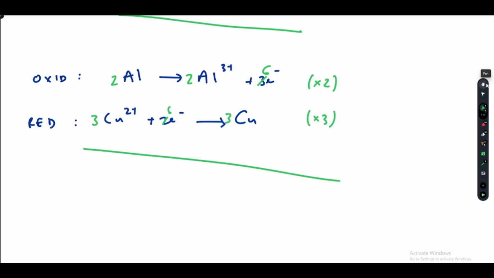And so now, if we try to add these reactions together, the number of electrons are equal, so we would have 2Al plus 3Cu2+ giving me 2Al3+ plus 3Cu. And that would be how we would find the net ionic equation for a reaction where the number of electrons in the oxidation and reduction half reactions are not equal.